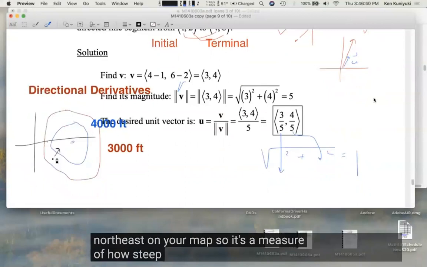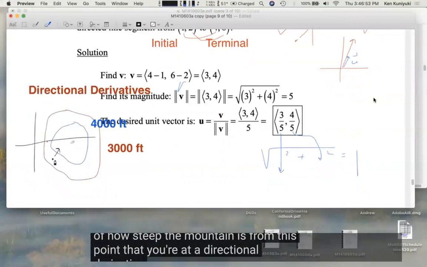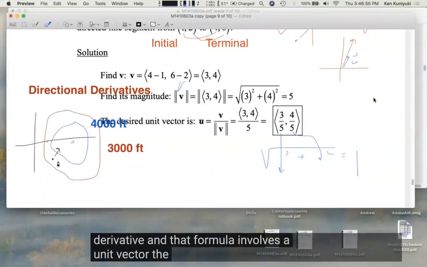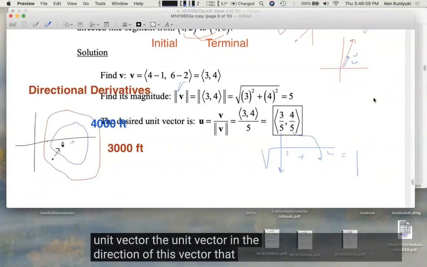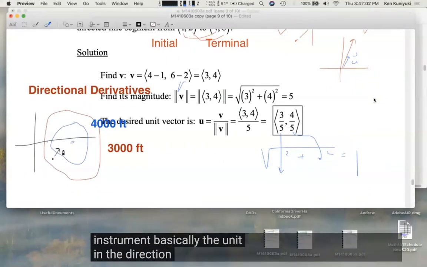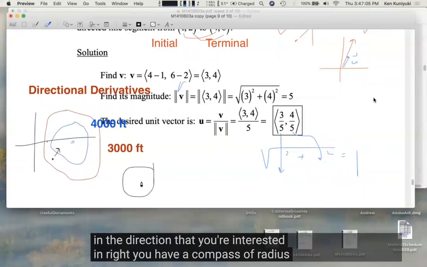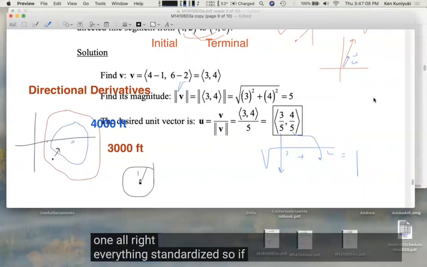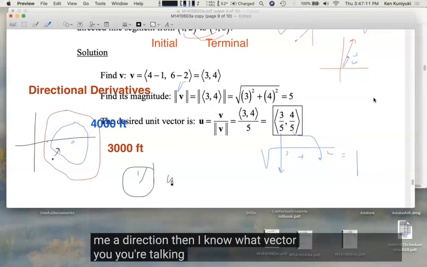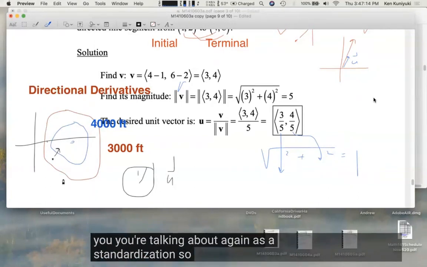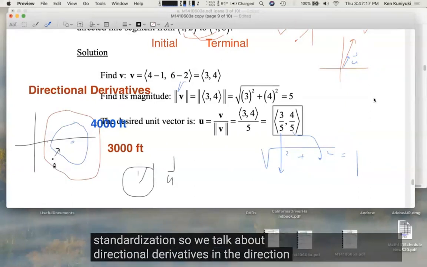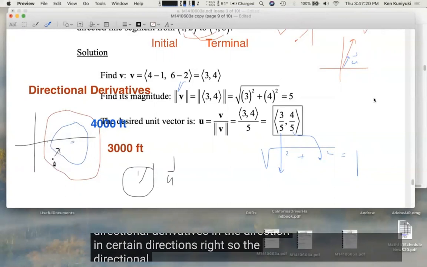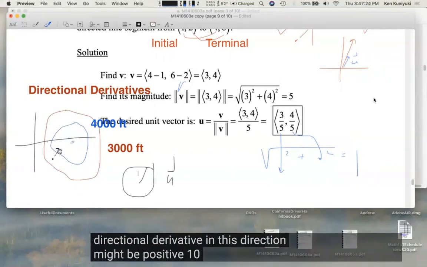So it's a measure of how steep the mountain is from this point that you're at, a directional derivative. And that formula involves a unit vector, the unit vector in the direction that you're interested in, right? You have a compass of radius one, all right? Everything's standardized. So if you give me a direction, then I know what vector you're talking about. Again, it's a standardization. So we talk about directional derivatives in certain directions, right? So the directional derivative in this direction might be positive 10 feet per meter, if by meter you mean meters along the map. In the opposite direction, the directional derivative would be negative 10 feet per meter.